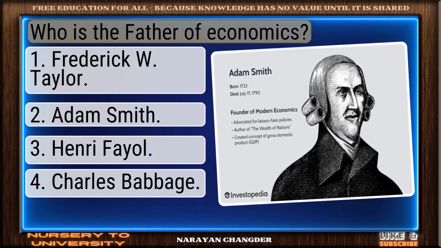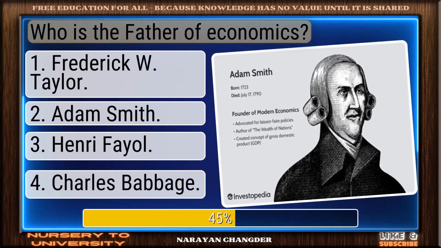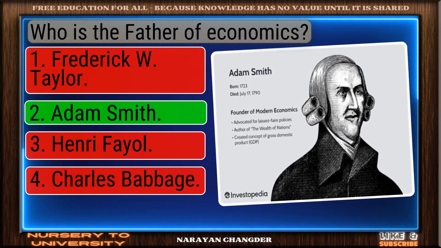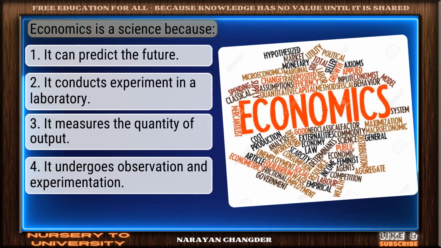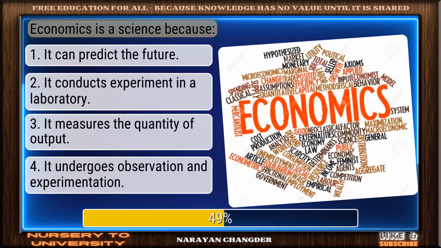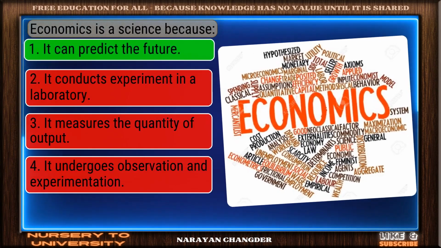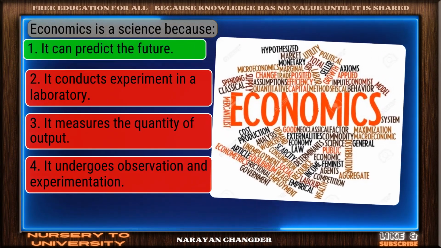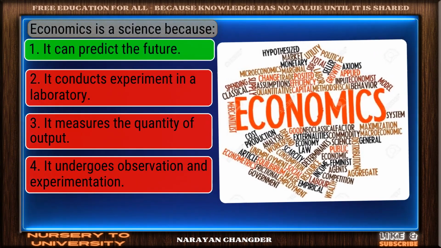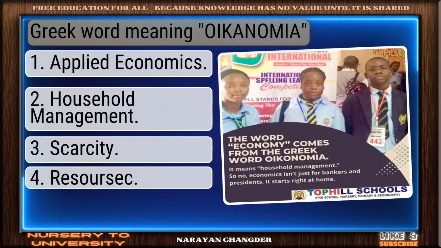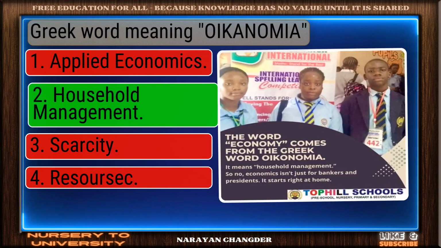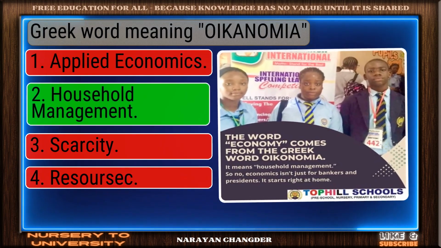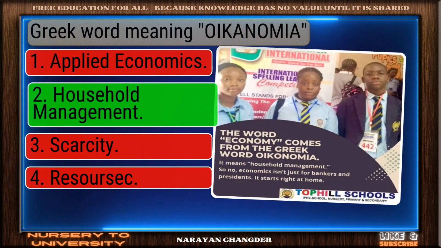Who is the father of economics? Good thinking. Adam Smith is the right answer. Economics is a science because. On track. It can predict the future is the correct answer. Greek word meaning oikonomia. Great job. Household management is the accurate answer.